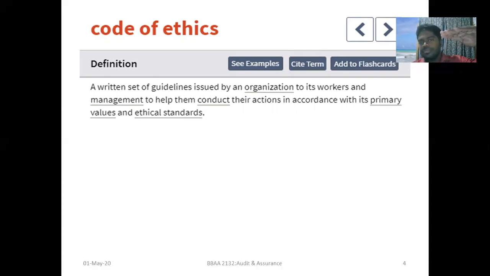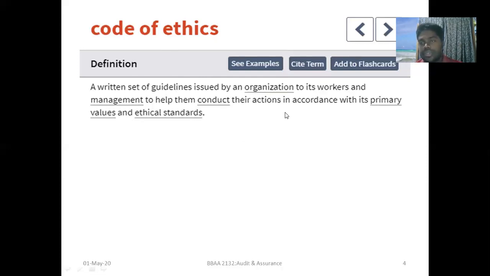Another piece of information is about this code of ethics. The code of ethics is actually published by IFAC. Code of ethics or code of conduct is published by IFAC. When we talk about a code of ethics, this is a written document, a set of guidelines issued by an organization. Every professional body normally issues this written document, the code of ethics, to its workers and management, to help them conduct their actions in accordance with its primary values and ethical standards.